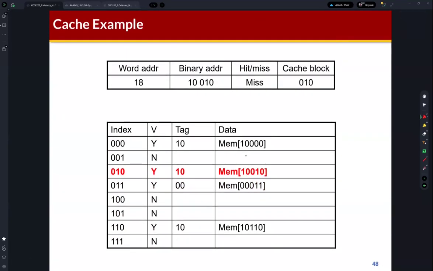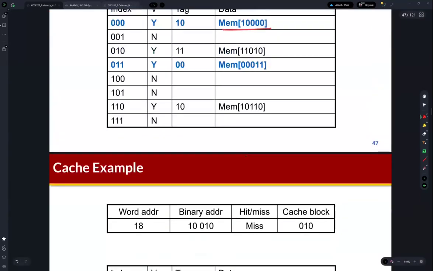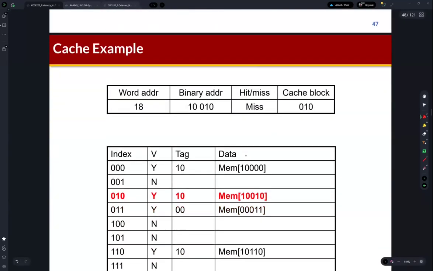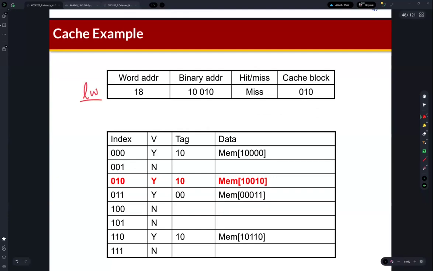Then this is the replacement case. The data block of the cache is replaced. So the load word accesses the word address 18. Then the binary address is 10010. So this is the index of the cache, 010.